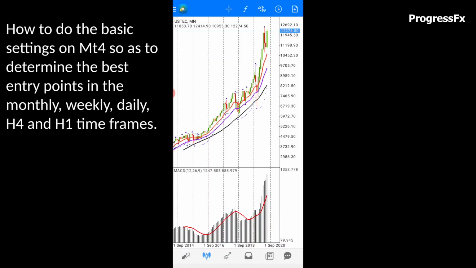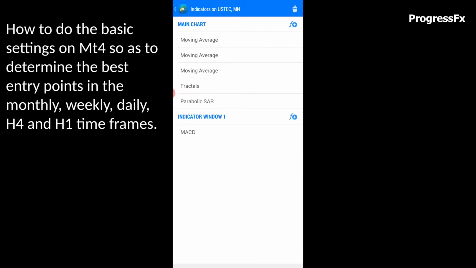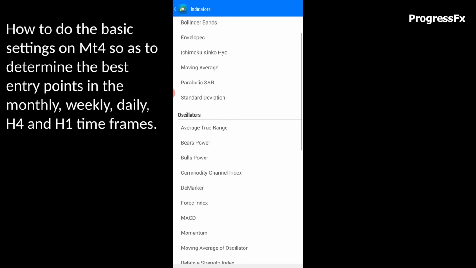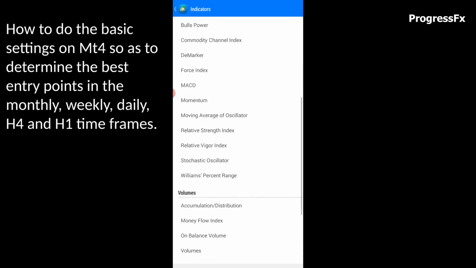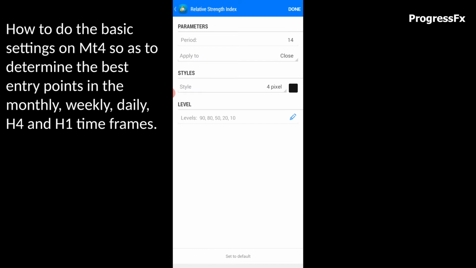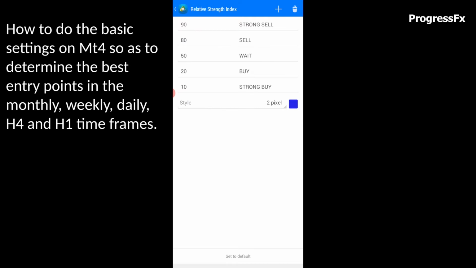Then you go to F key again. This time around you tap the indicator window 1 and select relative strength index. So in this place you leave the parameters period to 14, apply to close, then come down to the levels. You use the plus here and add a lot of open levels.